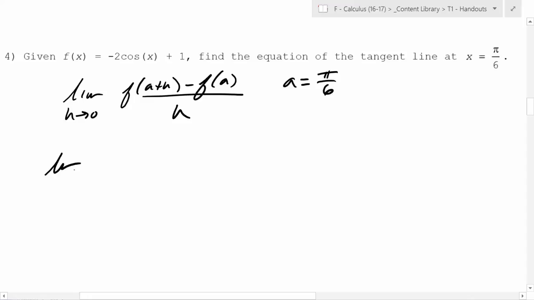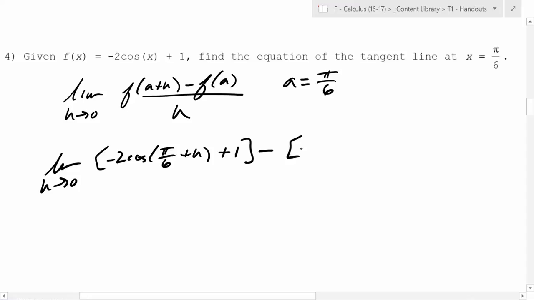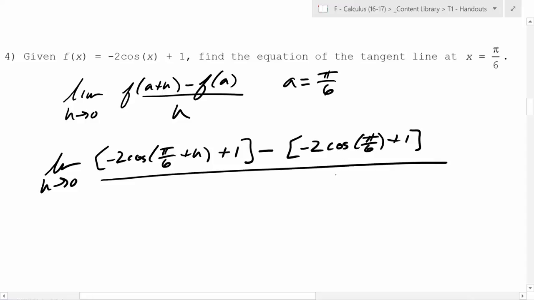So what are you going to have? Limit as h goes to 0 of -2 cosine what? -2 cosine pi over 6 plus h, plus 1, right? Yeah, because there's the plus 1 there. Minus what? Pi over 6. -2, no, you have to plug in pi over 6 to the function, right? All over what? H. Can you simplify that a little bit first?